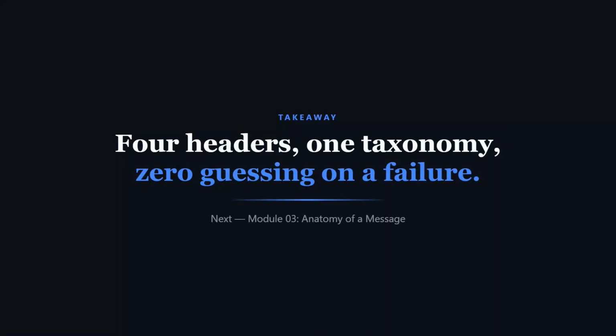So, 3 headers are always required. 1 is conditional, and the error code tells you exactly where to look. Get the envelope right and most 400s and 401s stop being mysteries. Next up is what actually rides inside that envelope: roles, content blocks, and why every call has to resend the whole conversation.